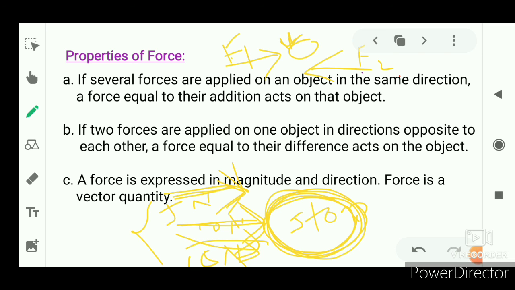Okay. A force is expressed in magnitude and direction. Force is a vector quantity. We know that force has some direction. Whenever we push something or we pull something, we are pushing or pulling in a particular direction, means we are applying a force in a particular direction. So whenever there is a concept of direction, it means force is a vector quantity. Vector means the quantity has some direction.